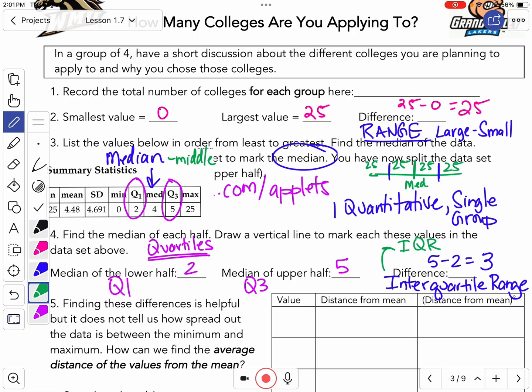Quartile 1 is the median of the low half. Quartile 3 is the median of the upper half.